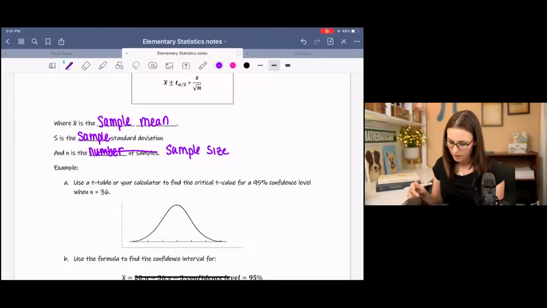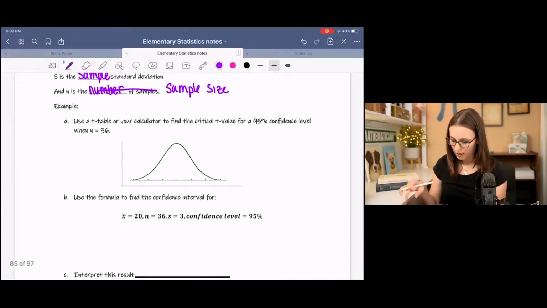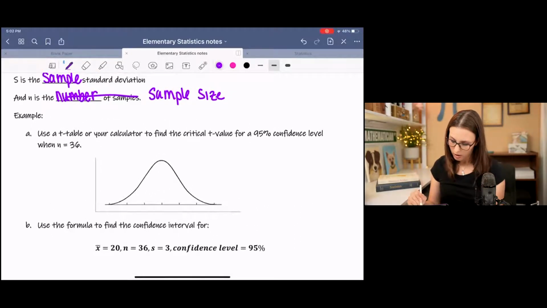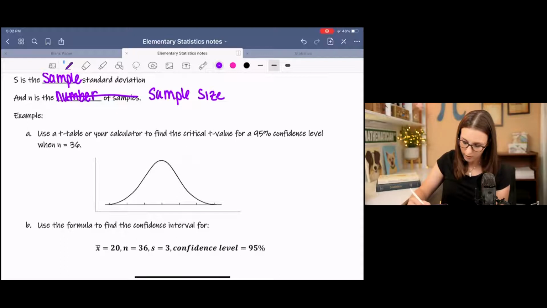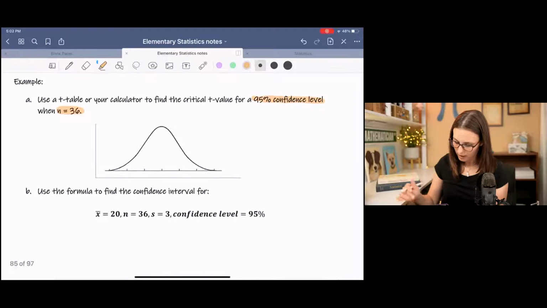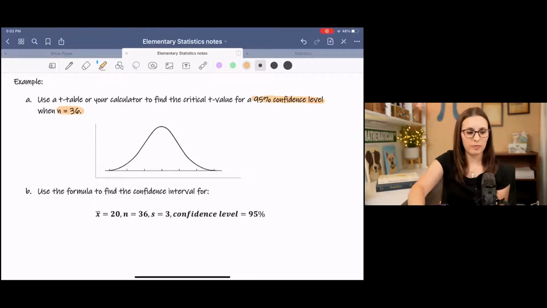Here we go. So let's put together a confidence interval for 95% confidence when n equals 36. And that's going to help us find our t-score. So I want you to pause this, try to finish this problem, come back and check your answer.